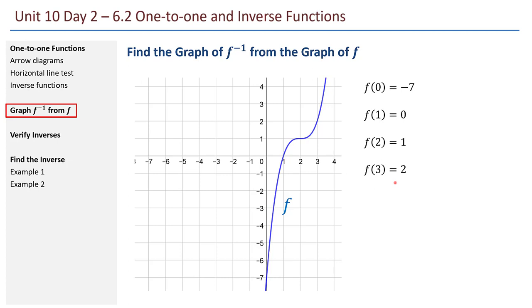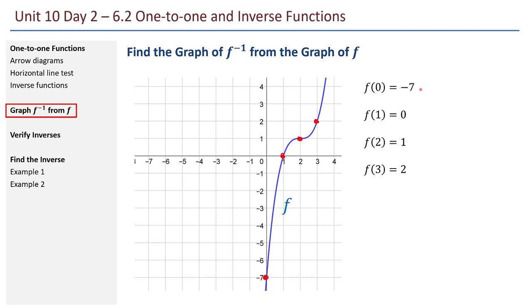Here are some points that I know of this function. I know just by looking at the graph and seeing the lattice points that it goes through, f of 0 equals -7. Let me plot that on the graph. f of 0 equals -7. f of 1 equals 0. There's the point on the graph there. f of 2 equals 1, right there. f of 3 equals 2. Okay. Well, immediately, this tells me 4 points that are on my f inverse graph.